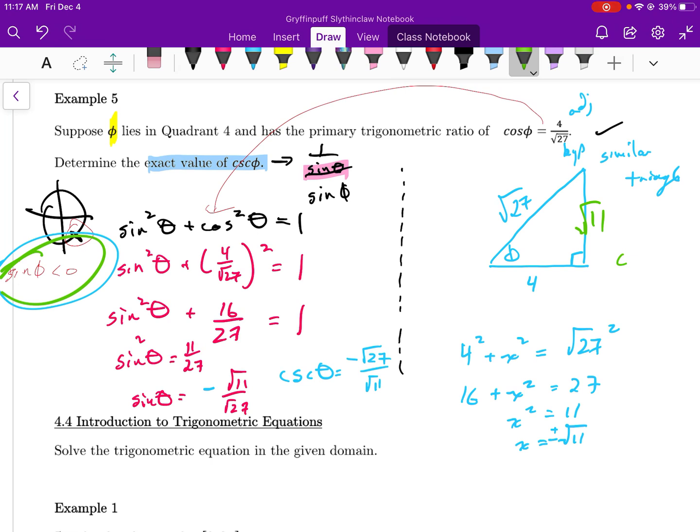Now, cosecant, I could define cosecant as the reciprocal of sine, and sine was opposite over hypotenuse, so it's going to be hypotenuse over opposite. Fair enough. So that is why it's going to be the root of 27 over the root of 11. And just keep in mind that it's negative. So the use of a similar triangle may be beneficial. Similarly, you could say cosecant phi is equal to 1 over sine phi. And when you take a look at that triangle, sine was opposite, it's the root of 11 over root of 27.